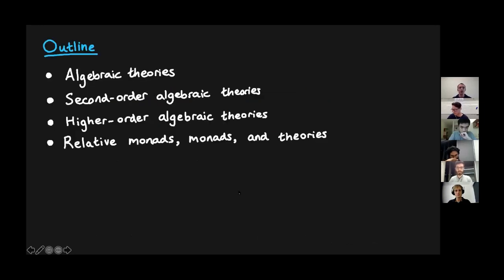So I'm going to start off by recapping what an algebraic theory is, and then I'm going to introduce second-order algebraic theories, which are a generalization of algebraic theories to structure that involves variable binding operations. I'm going to briefly mention a further generalization to arbitrary order algebraic theories. And this will lead on to the main topic of the talk, which is how they relate to monads.